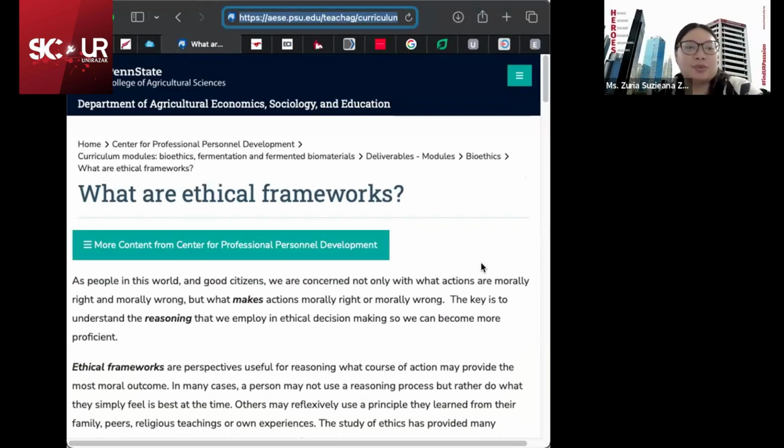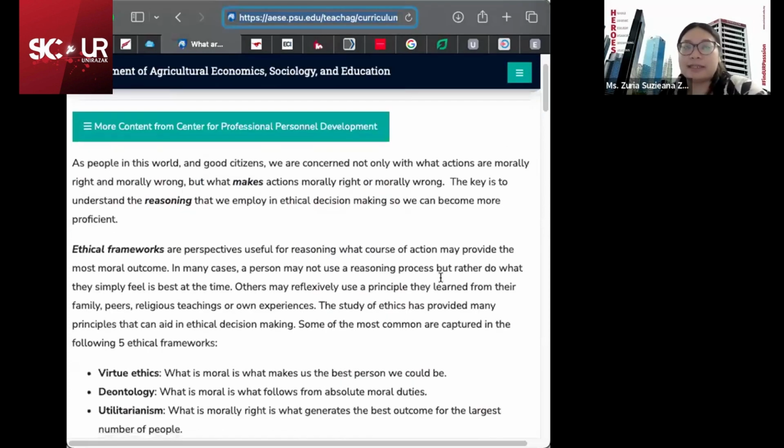Okay, so let's take a look at what ethical frameworks are. Ethical frameworks are useful for reasoning. As I said earlier, this is all about moral judgment, when we use moral judgment or our own moral reasoning to come up with a solution, what we should do, and what principle or framework should guide our decision making. These are the famous ones. We have 5 ethical frameworks that are widely known, and today I'm going to explain 5 of them to you.